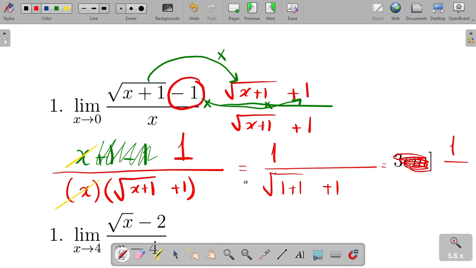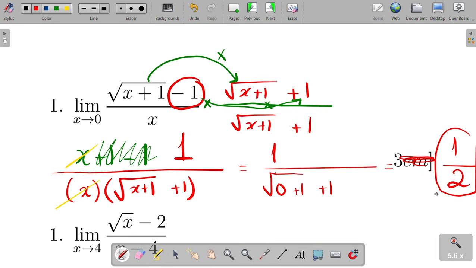Oh, okay, wait a second. I made this horrible mistake. Okay, it's a 0 instead of the x. Okay, 0 plus 1 plus 1. Okay, so my answer right here is going to be 1 over root 0 plus 1, which is 1. Root 1 is 1. 1 plus 1 is 2. You can do it on your calculator to check your answer. Okay?